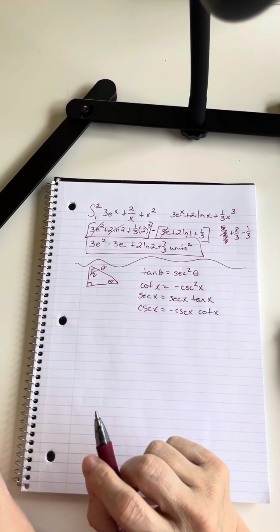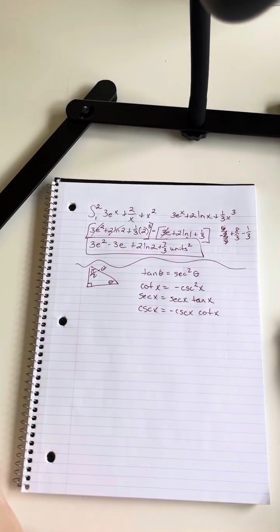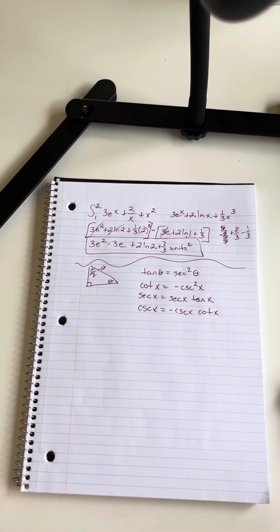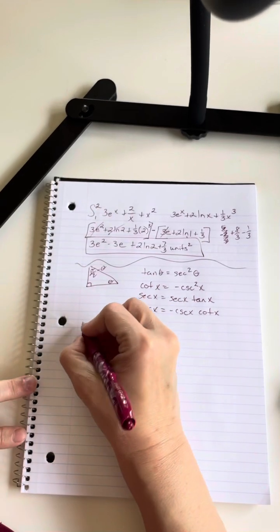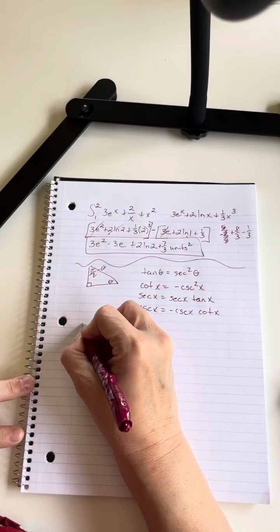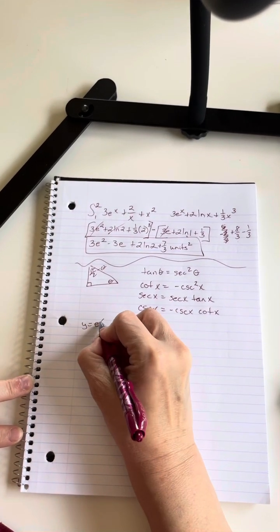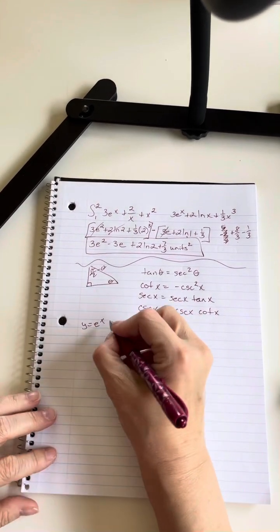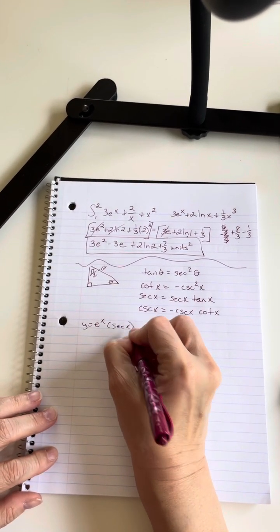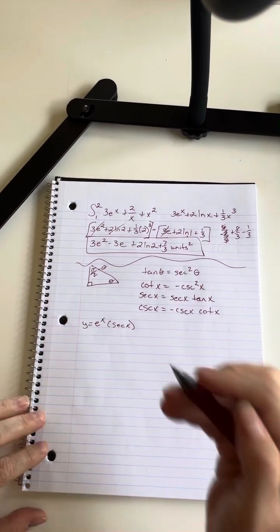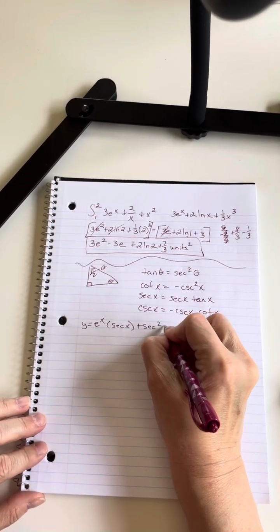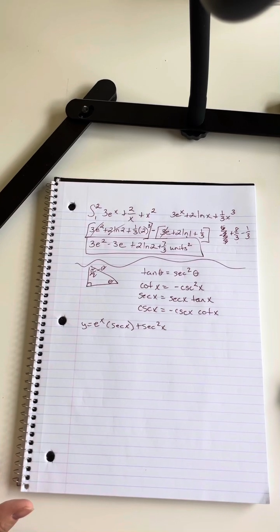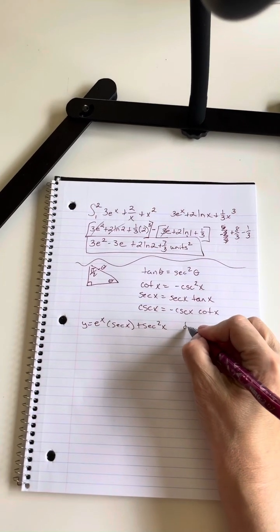Now, example 6 finally is asking you to use the rules that we just found. So it says if y equals e to the x times secant x plus secant squared x, find dy over dx.